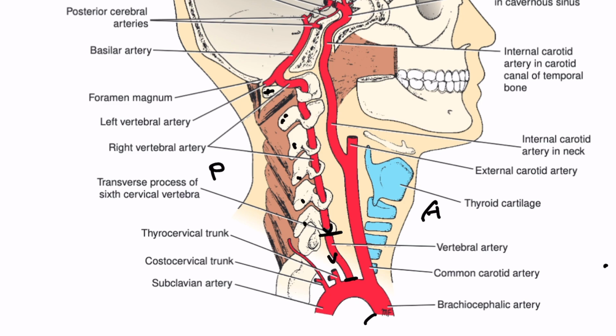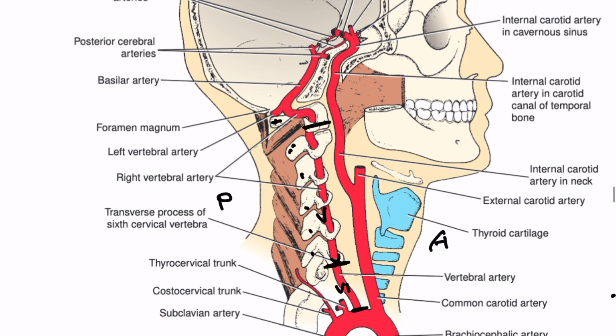So V1 starts from the origin and goes all the way up to the transverse foramen of C6. And V2 is intraforaminal, so it goes from the transverse foramen of C6 all the way up to the transverse foramen of the atlas. This is V2. And then V3 goes from the transverse foramen of the atlas and curves backward until the edge of the foramen magnum. And then V4 is inside, intracranial or intradural.